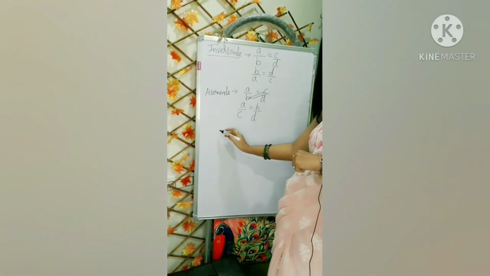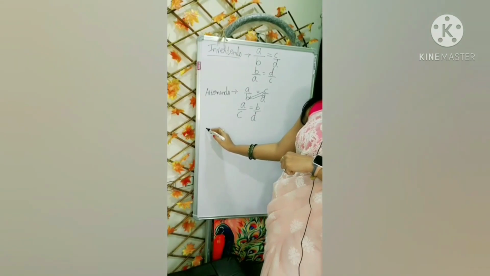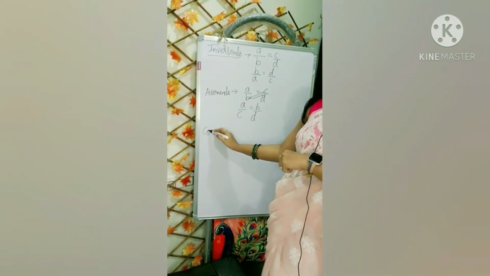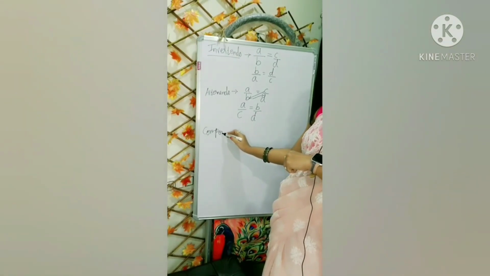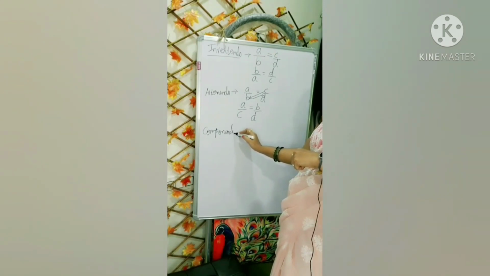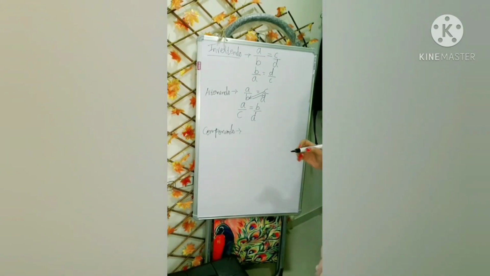Okay, let's look at the next property, which is componendo. In this property, when the ratio A upon B is equal to C upon D, we can say that A plus the denominator B upon B is equal to C plus the denominator D upon D.